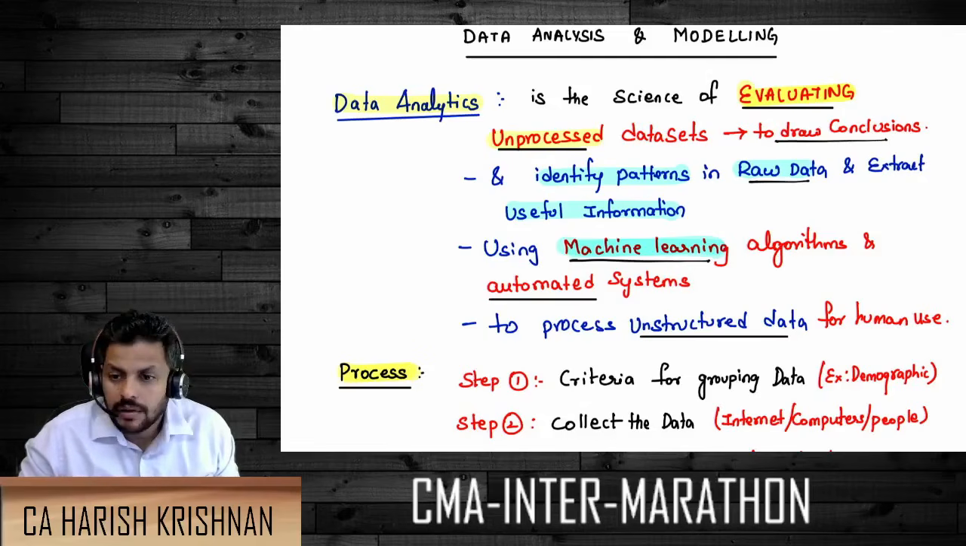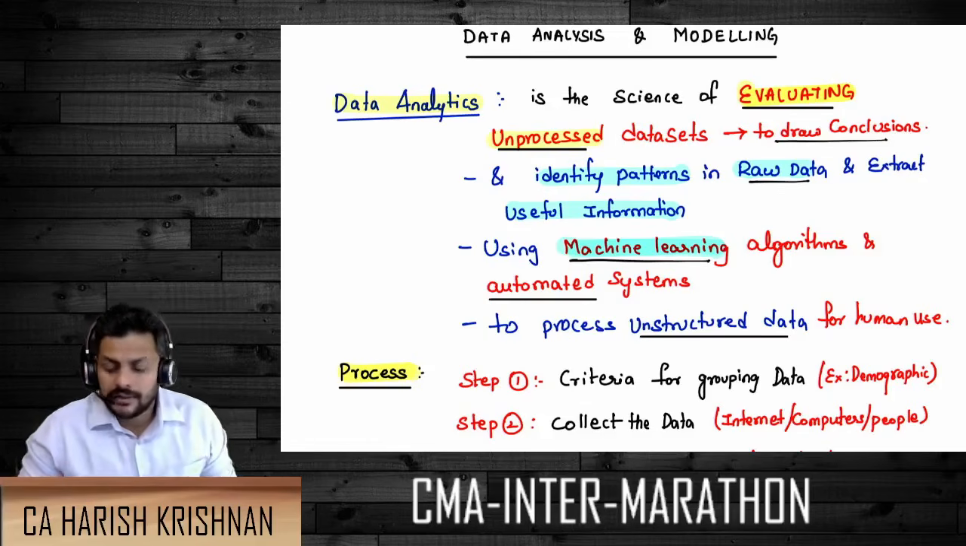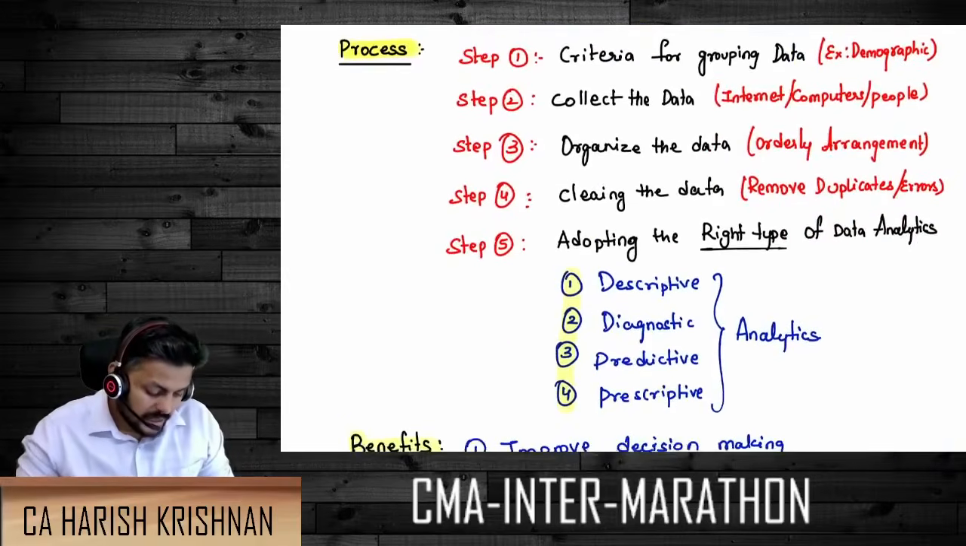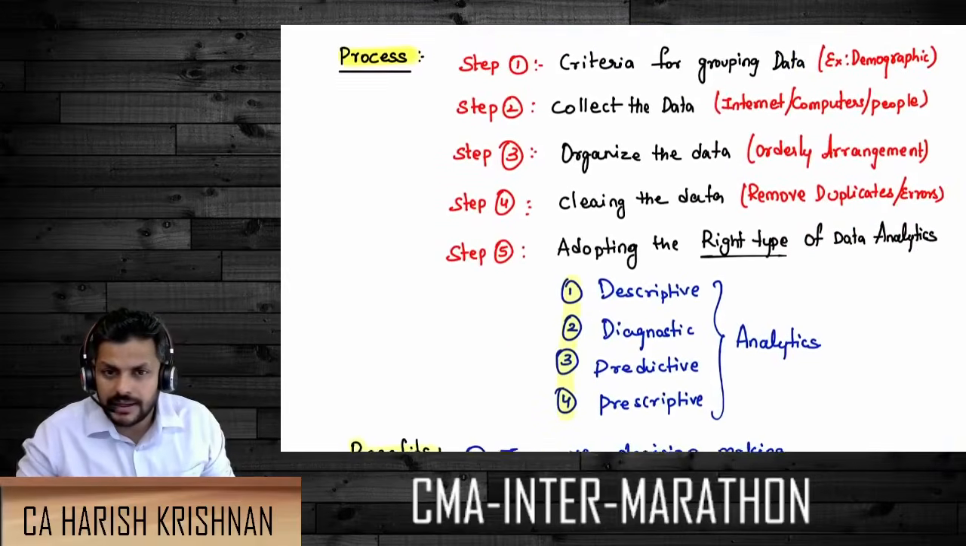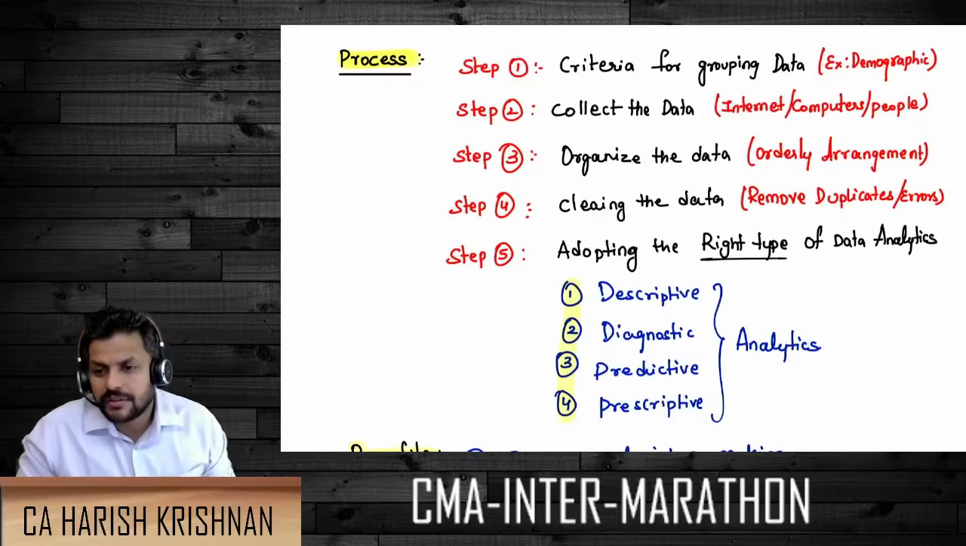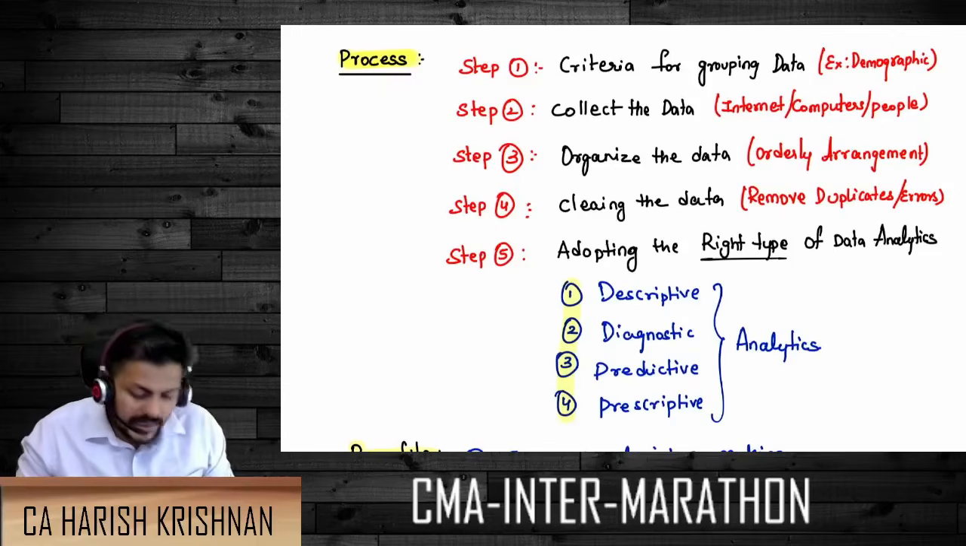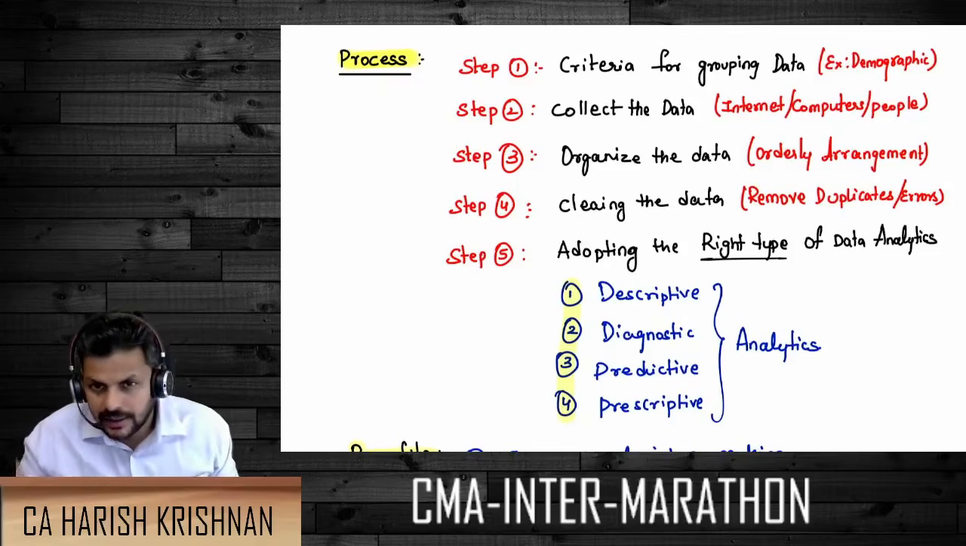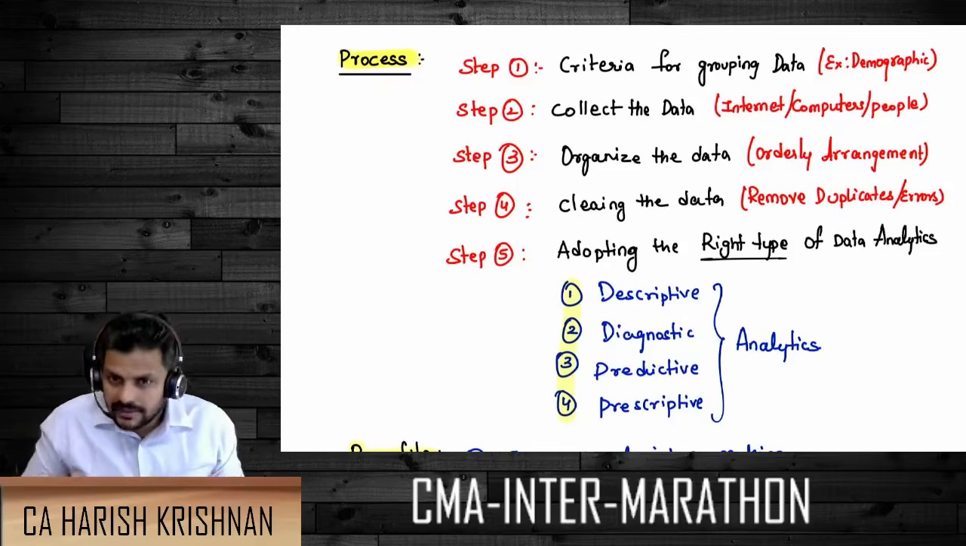Now, what is one of the most commonly asked exam questions in this pattern? If you see, what is the exam question that we are looking out for here? It is the next one. What is the process of doing data analytics, right? The first step in doing data analytics is to decide a criteria for grouping data. I gave you the example also in brackets.